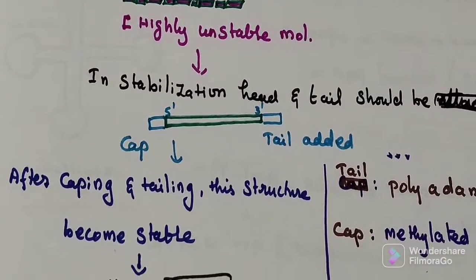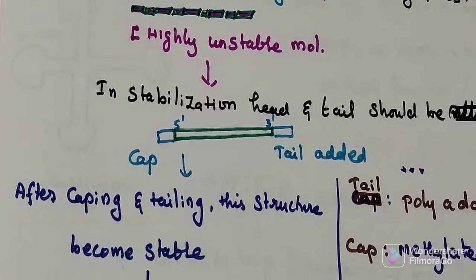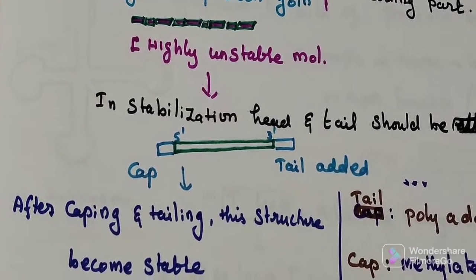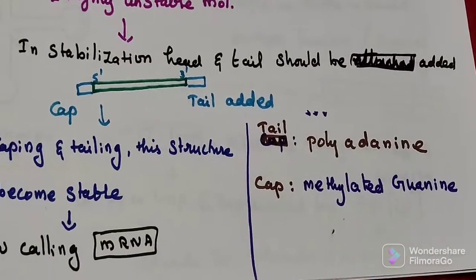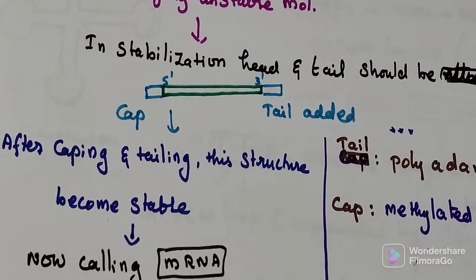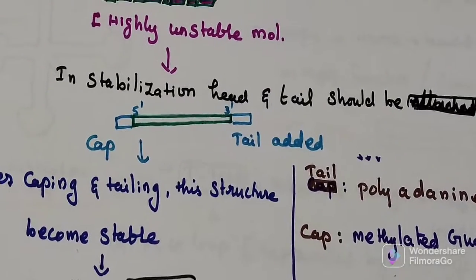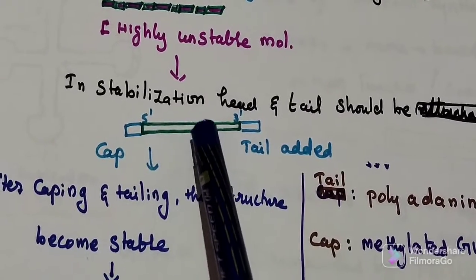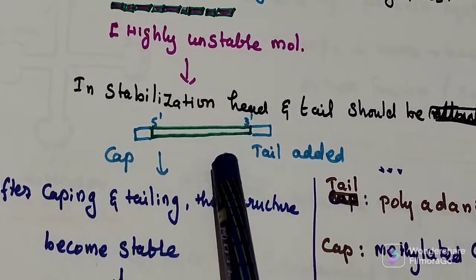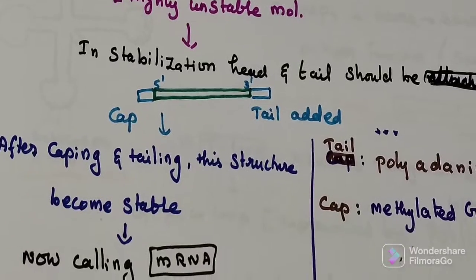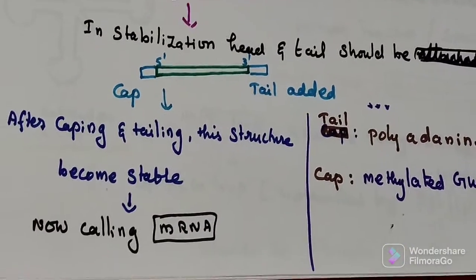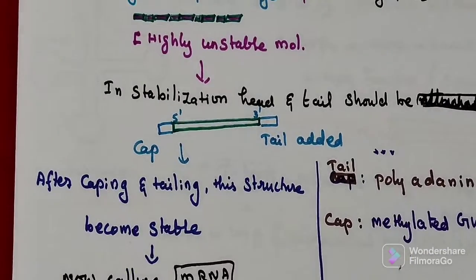The cap is made up of methylated guanine. The tail is made up of polyadenine. This is the complete exon part, that means the coding part joined together, with the cap and tail added. After capping and tailing, this structure becomes stable. So this one is called mRNA.